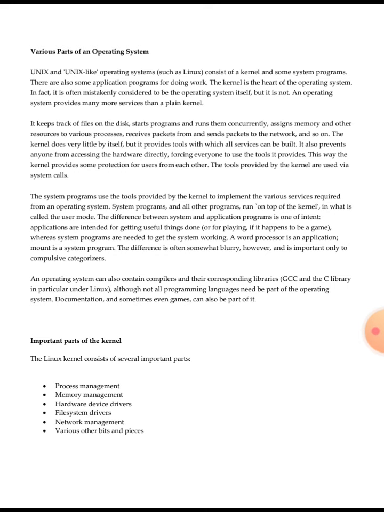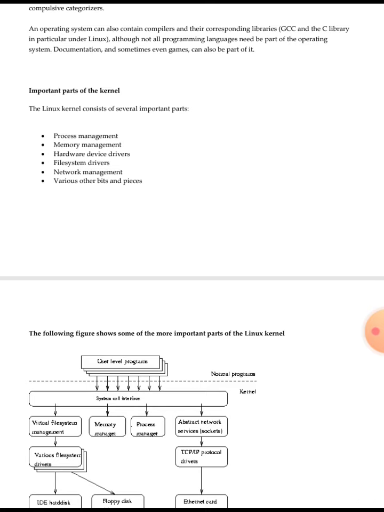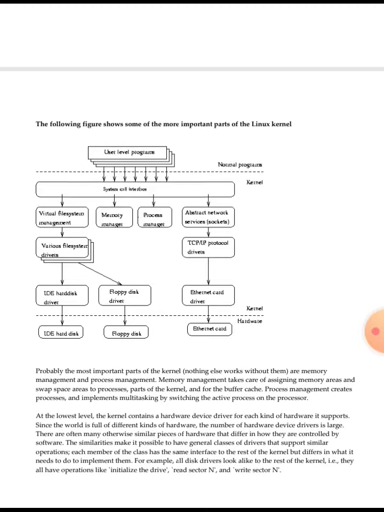When we come to the parts of the kernel, the kernel has several parts like the processor, memory management, hardware, the device drivers, file system drivers, network management, and various other bits and pieces. So these make up the kernel. These are the major processes which are carried out in an operating system.